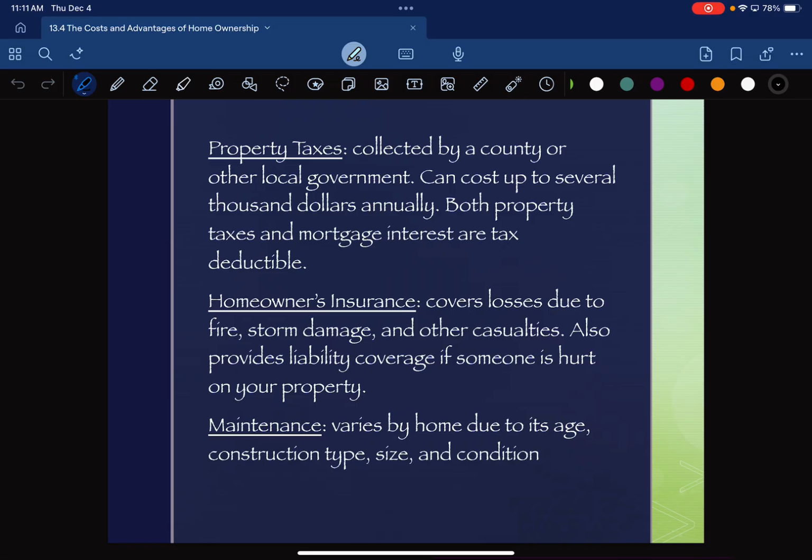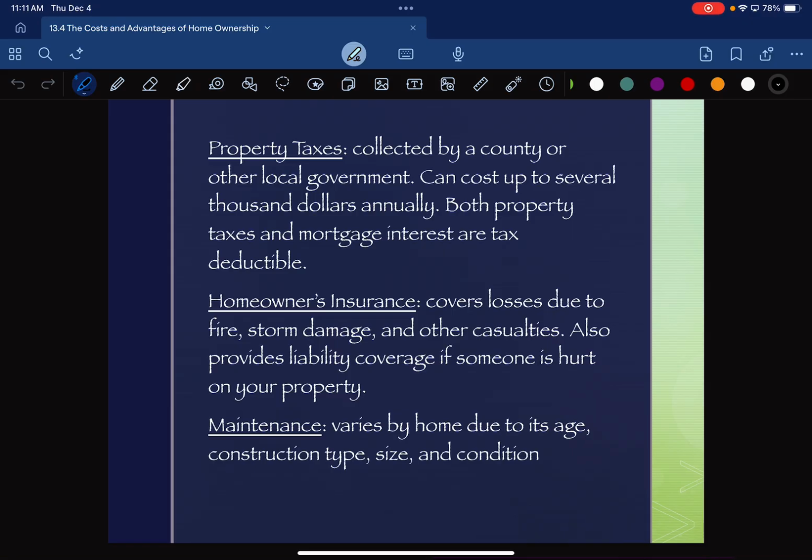Homeowner's insurance. Maintenance is your next one. Maintenance will vary by home and by age, construction type, size, and condition. Things happen when you own a house that you're not responsible for if you're renting. Things like the air conditioner goes out, or maybe both of them go out in my house one summer. $8,000. Seriously. Things happen when you own a house. If you're renting the property and the air conditioner goes out, who's responsible? If you're renting, it's the landlord. So you don't have that extra expense. And it's really difficult to know what that maintenance cost is going to be.